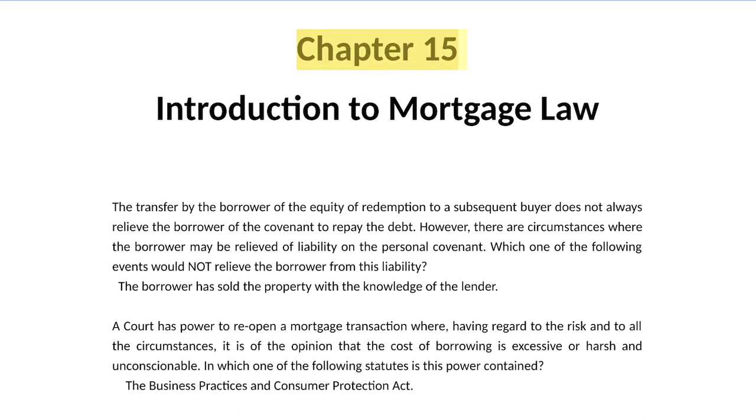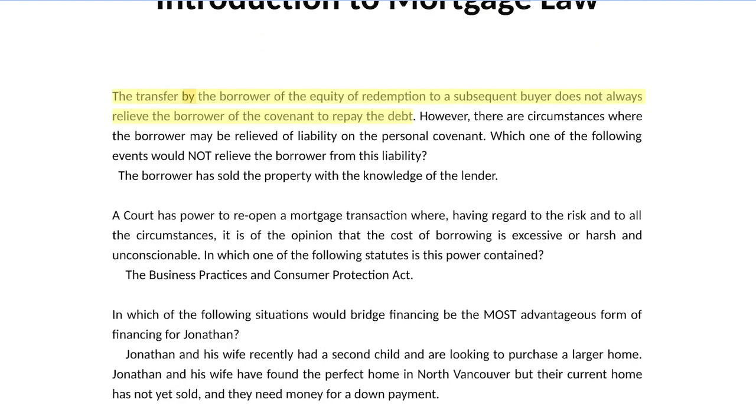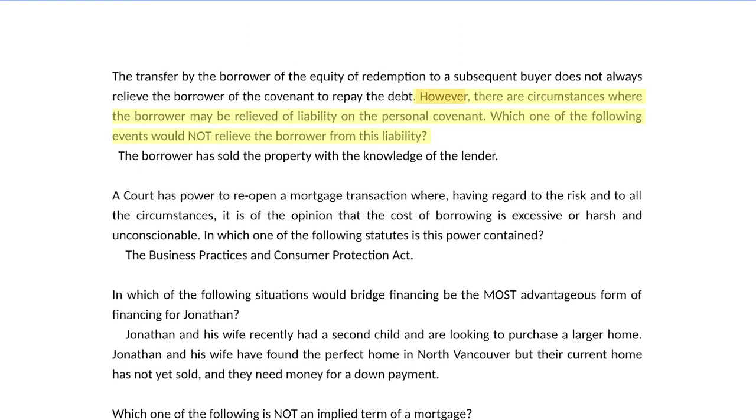Chapter 15. Introduction to Mortgage Law. The transfer by the borrower of the equity of redemption to a subsequent buyer does not always relieve the borrower of the covenant to repay the debt. However, there are circumstances where the borrower may be relieved of liability on the personal covenant. Which one of the following events would not relieve the borrower from this liability?